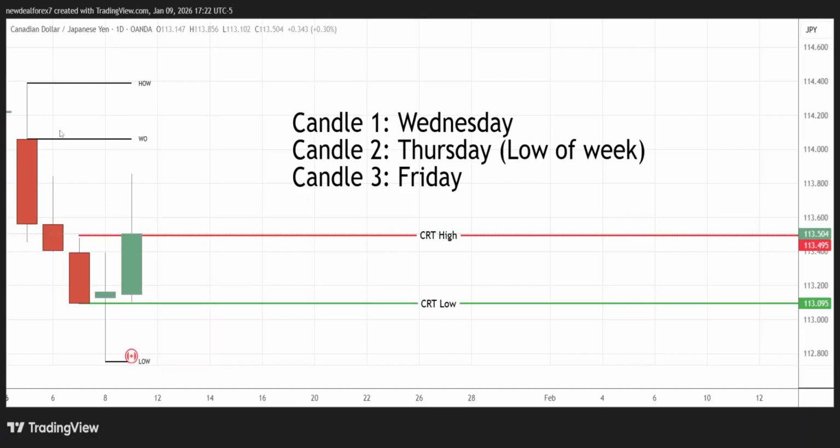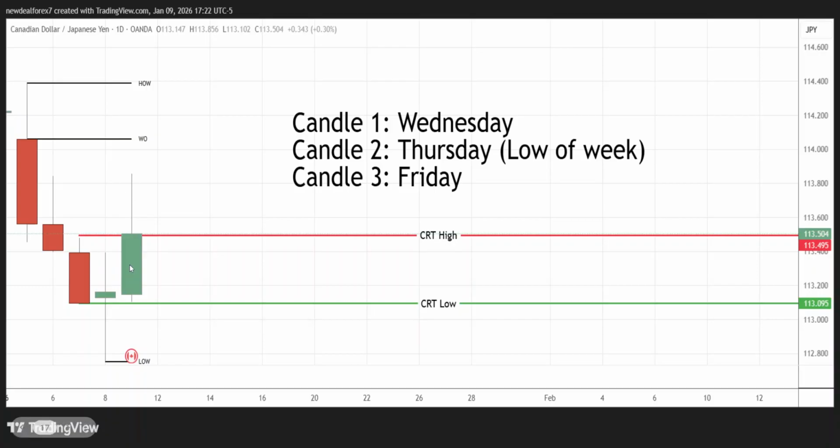So this is a whole week at a glance. This just happened this past week, which is where I'm getting these charts from. So this was Canadian yen. You have candle 1, which was Wednesday. Thursday created the low of the week, closed inside of Wednesday's range, and then you just get an expansion to the upside, and that's it.